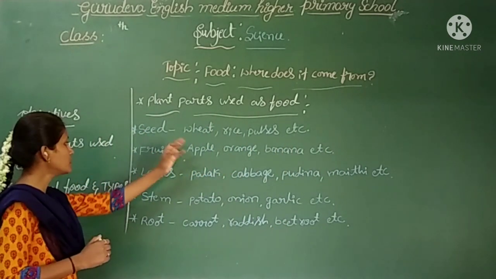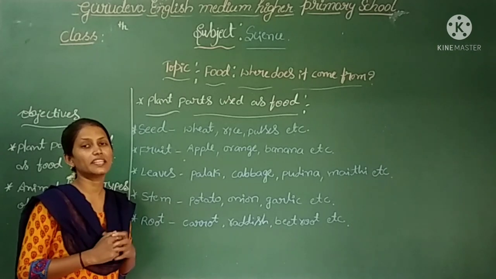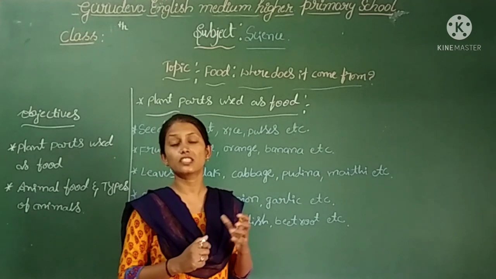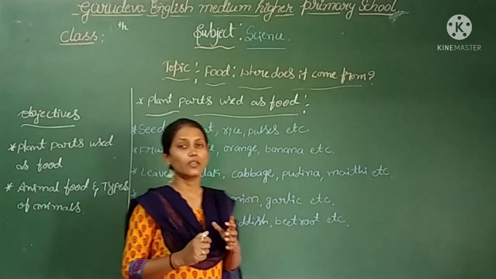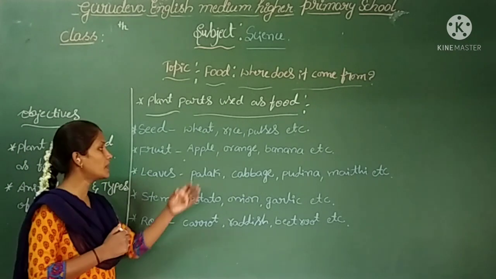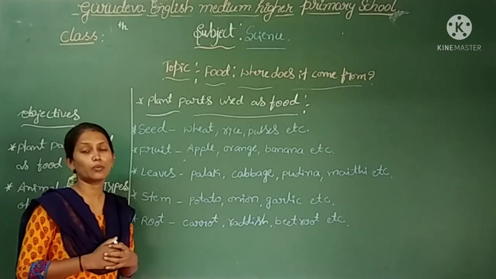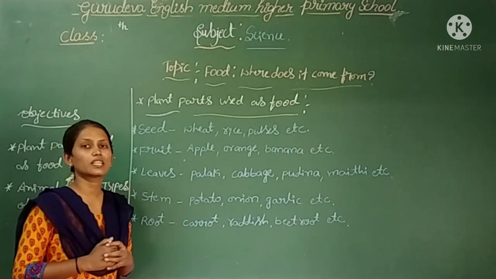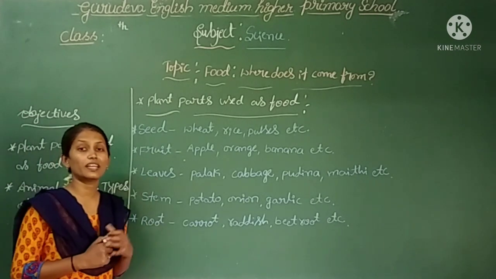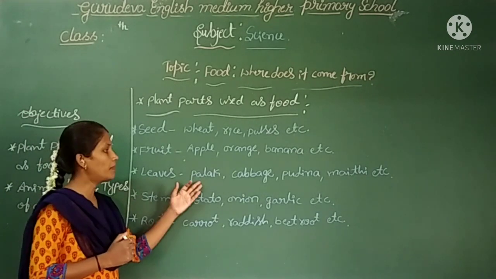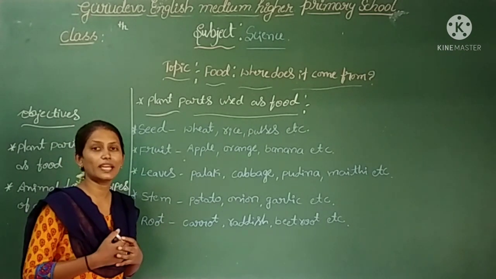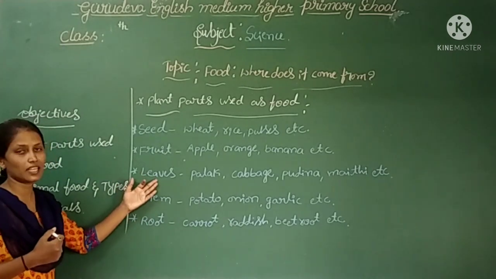In the first one, seed. Which seeds are we eating as food? For example, wheat, rice, pulses and pomegranate seeds. Next one, fruit. Which fruits are we eating as food? For example, apple, orange, banana, watermelon, muskmelon. These are a few examples of fruits. Next, leaves. Which leaves are we eating as food? For example, palak, cabbage, pudina, methi, coriander, etc. These are a few examples of leaves we eat as food.